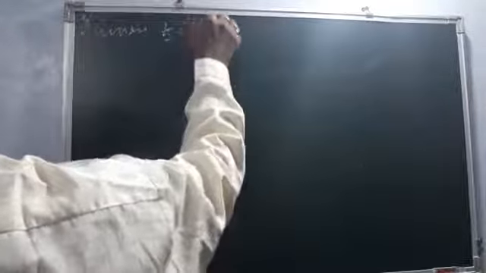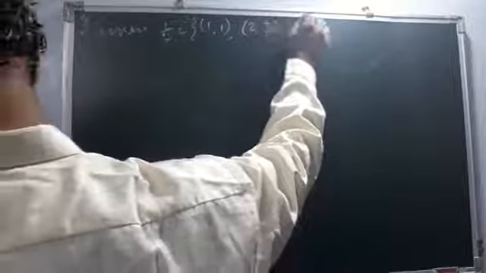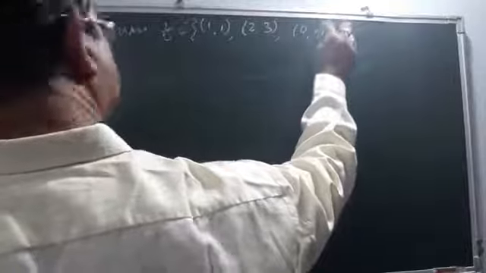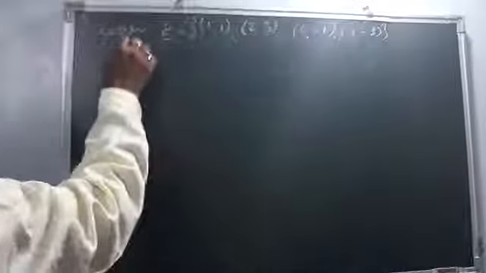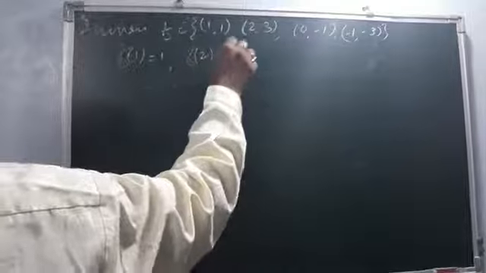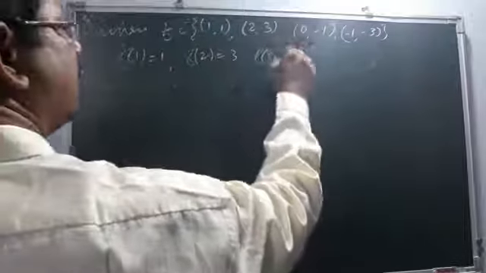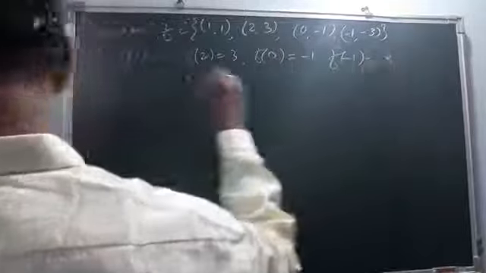Given question number 8. Given f is equal to (1, 1), (2, 3), (0, minus 1), (minus 1, minus 3). Its meaning is what? That f(1) is equal to 1, f(2) is equal to 3, f(0) is equal to minus 1, f(minus 1) is equal to minus 3.